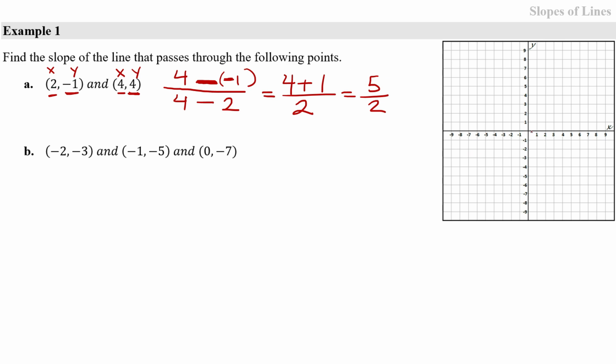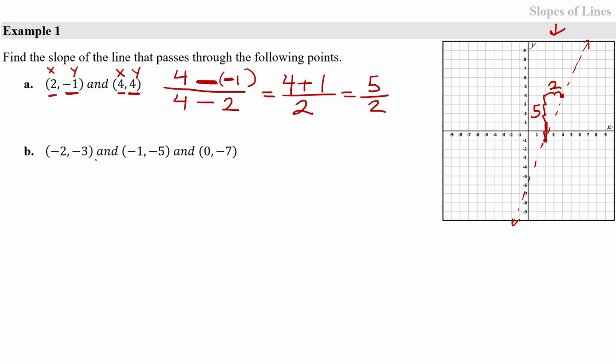2, negative 1 would be 2 to the right, 1 down. And 4, 4 would be 4 to the right and 4 up. Okay? And if I draw a line going through those points like that, then I can also count my rise. I can go up. Well, how much does it go up? It goes 1, 2, 3, 4, 5. I can go 1, 2 to the right, and my rise and my run is 5 over 2.